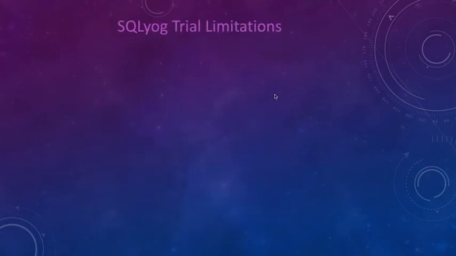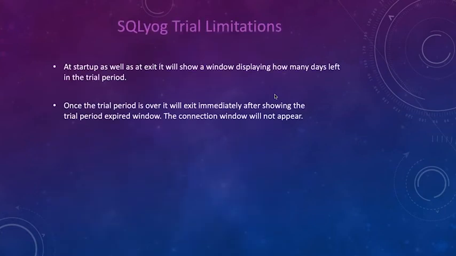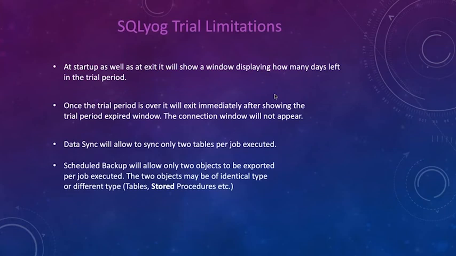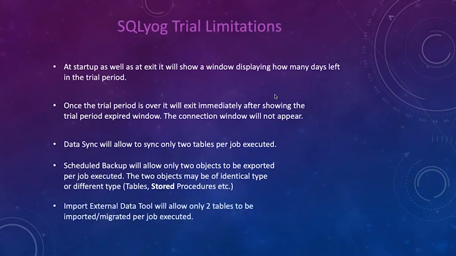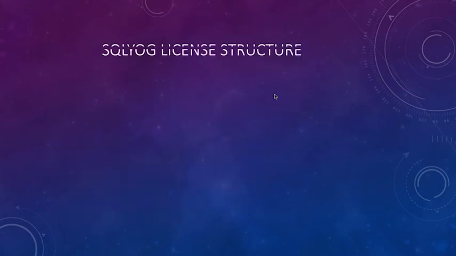Now, there are some limitations to the trial. As I have mentioned plenty of times before, you will be able to see the number of days left in the trial period. Once the trial period is over, it will exit immediately. You'll only be able to sync 2 tables per job executed in data sync. Backup will only allow 2 objects to be exported per job executed. The 2 objects may be of identical or different types. Import external data will only allow 2 tables to be imported or migrated per executed job.